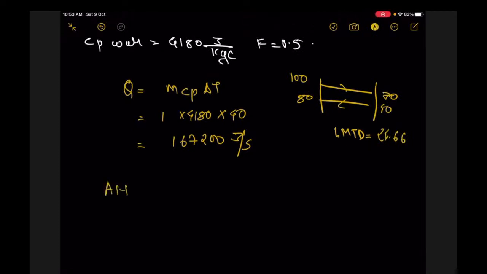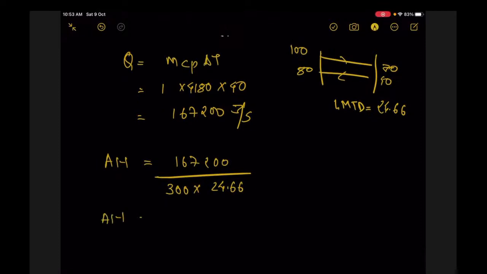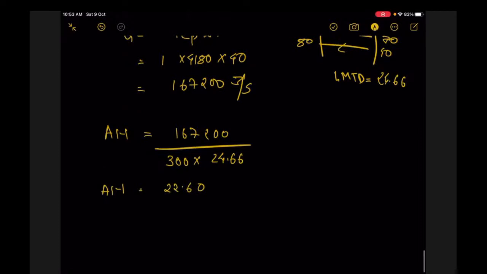So you can calculate area of 1, which is equal to 167200. Okay. Yes, so here 24.66. So area of this will be 167200 upon 300 into 24.66. So how much is it coming? 22.60.